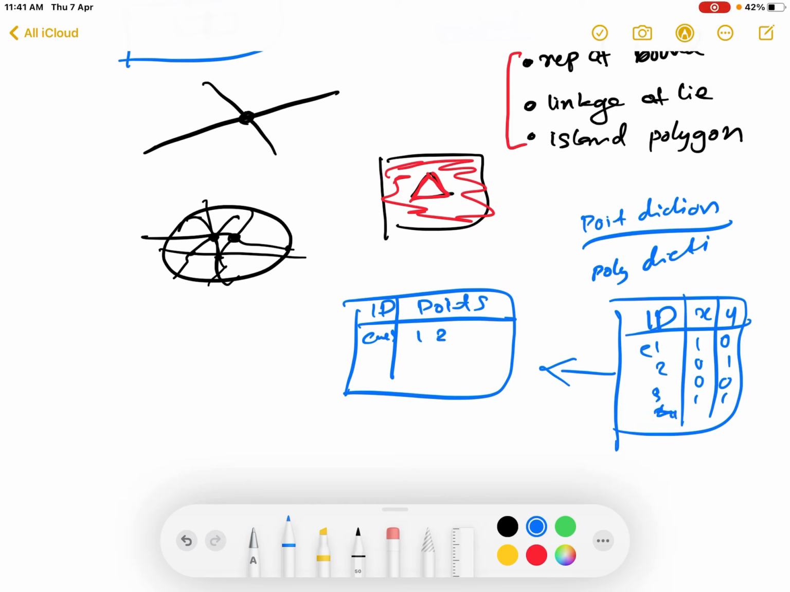So suppose the first polygon is cars. You will give the id number, then cars, then the points, like 1 2 3 4. Then for staff, you will say 2 1 1 1, then for bus, 3 1 1 2. So you will be giving the id, and we will also be giving pointers to the point dictionary.